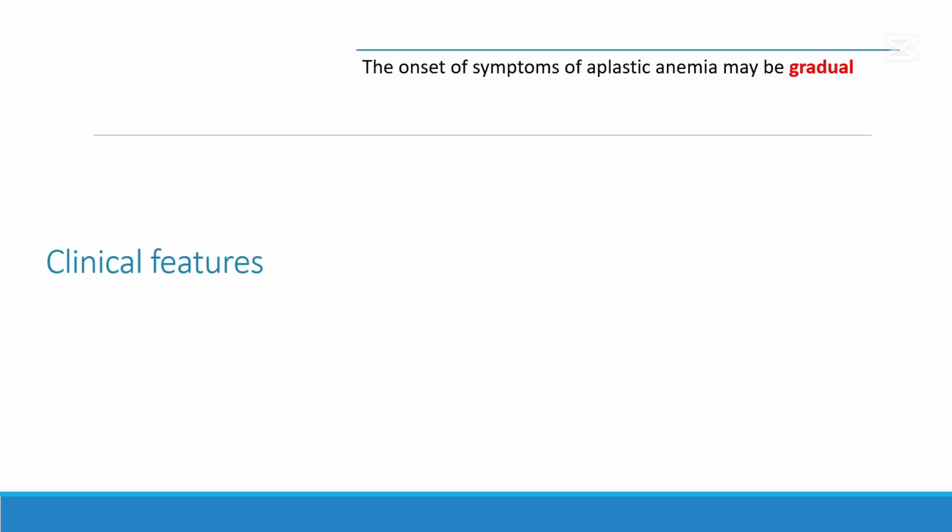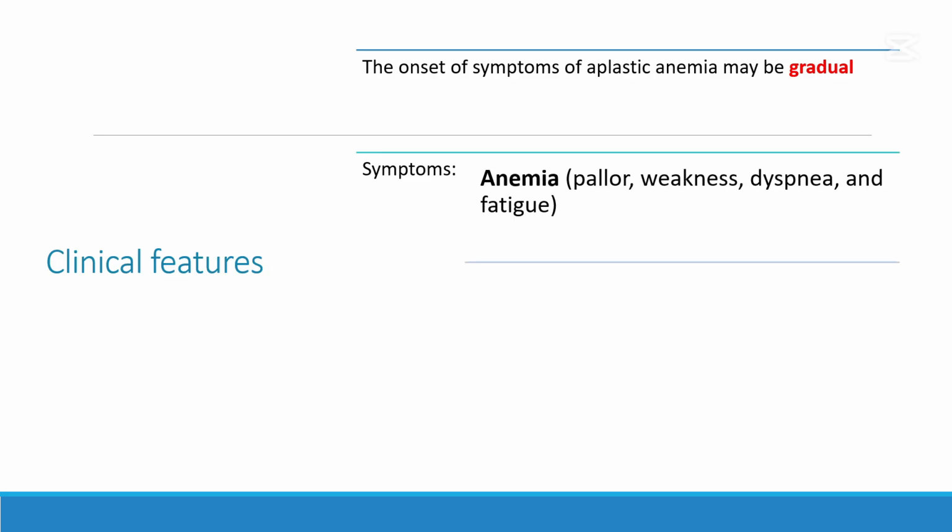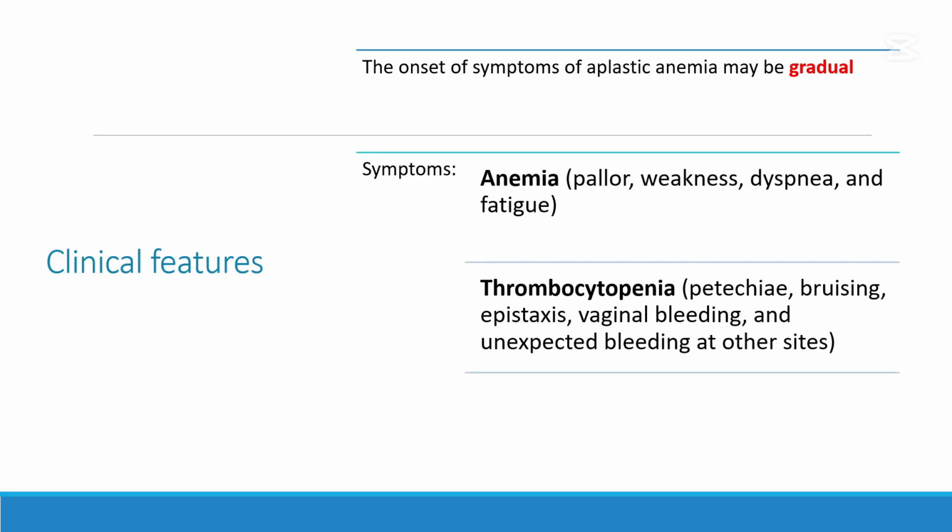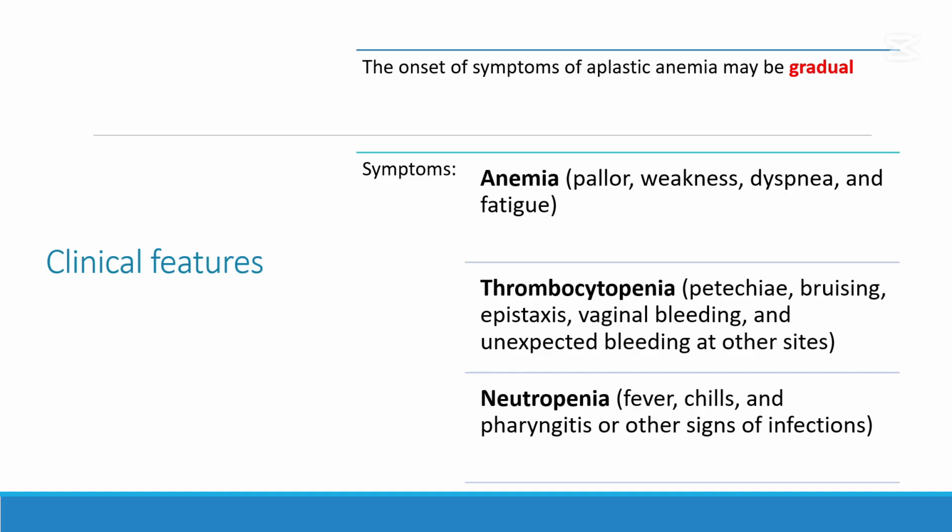The onset of symptoms is often gradual. Anemia causes pallor, weakness, shortness of breath, and fatigue. Thrombocytopenia leads to bruising, bleeding, and petechiae. Neutropenia increases susceptibility to infections, with fever, chills, and sore throat being common signs of infection.